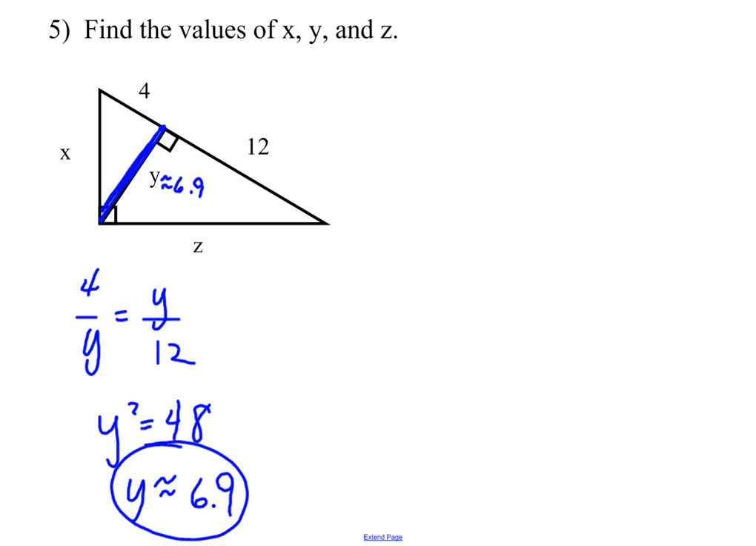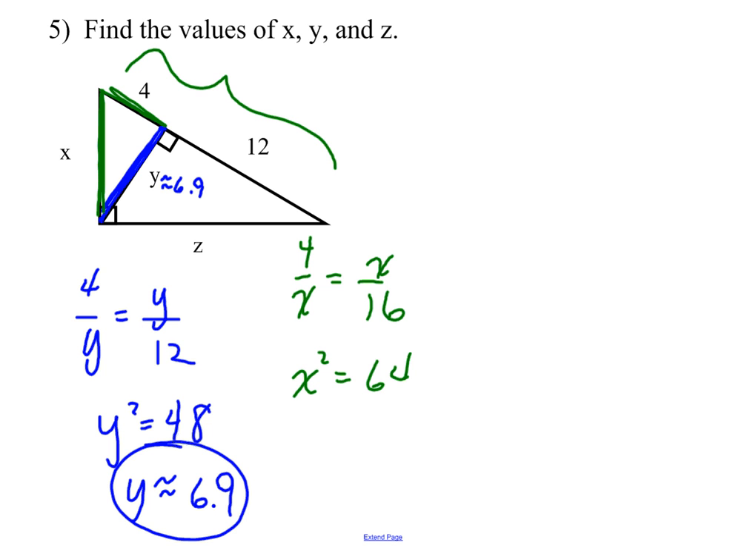All right, let's go on to the x. x is a geometric mean, so I can put it diagonal from itself, between the 4 and the whole thing, 16. When I cross multiply here, I get x squared is 64. That's pretty easy. So x is 8 units. That's exactly 8 units.